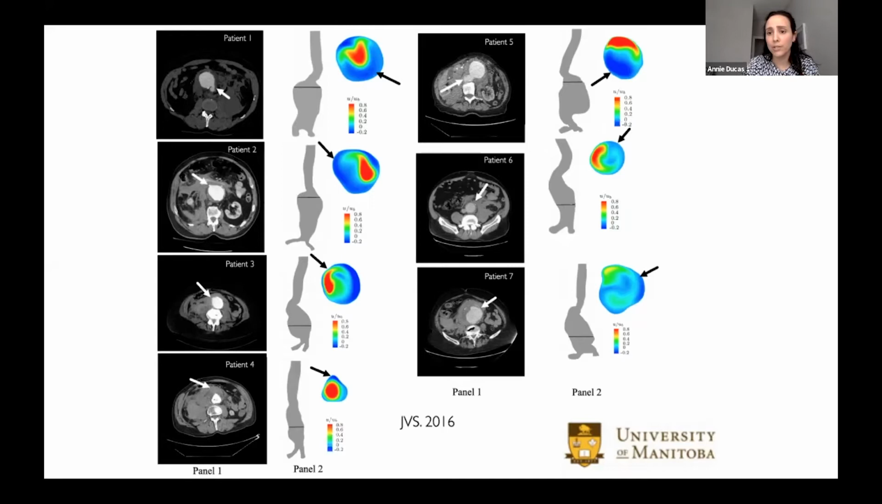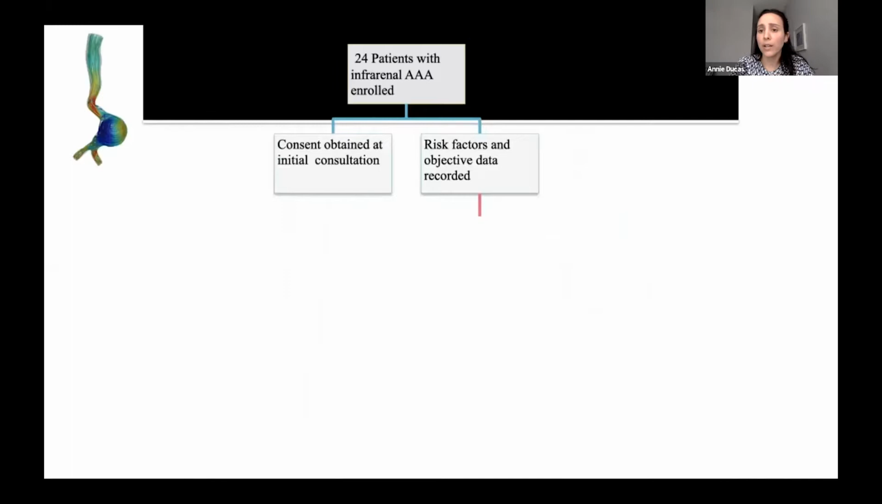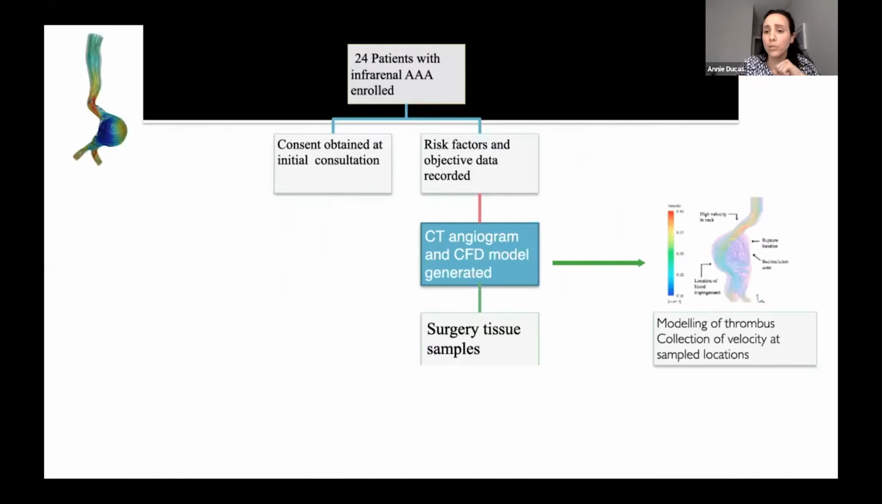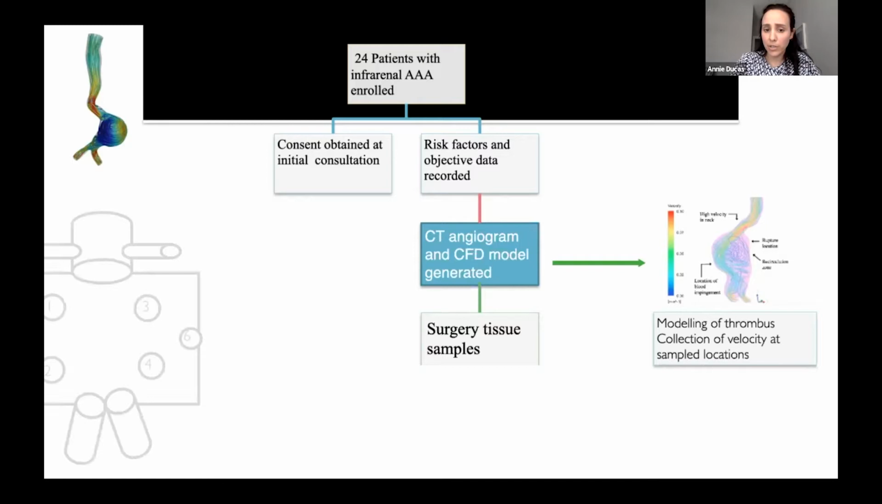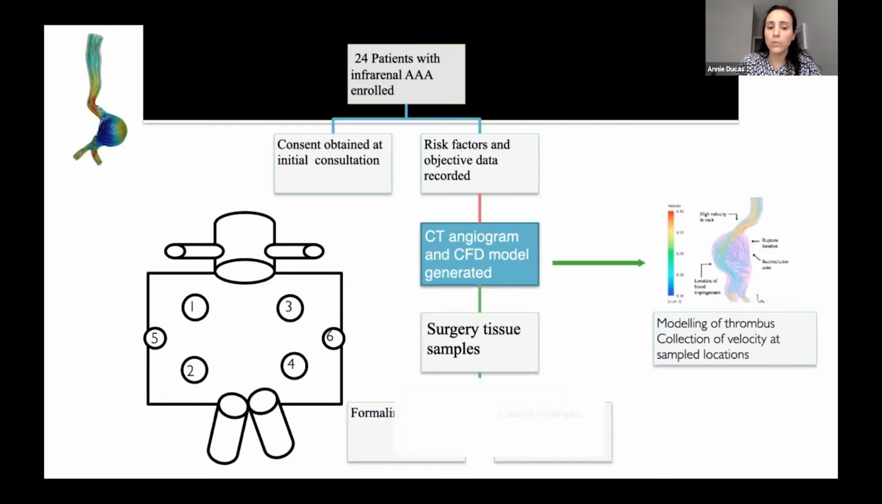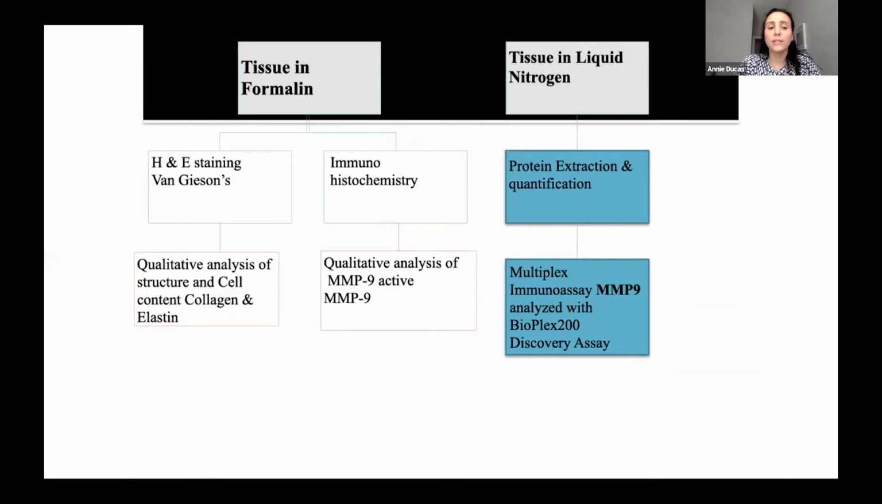We enrolled patients who were undergoing open abdominal aortic aneurysm repair. Risk factors and data were collected at the time that consent was obtained. They had CT scans, and computational fluid models as well as modeling of their thrombus were generated. At the time of surgery, full thickness aortic tissue samples were harvested. These samples were analyzed. The samples were looking at collagen and elastin, inflammation, as well as MMP9, total and active. All the data was analyzed together and compared.